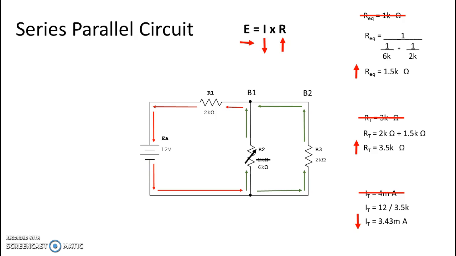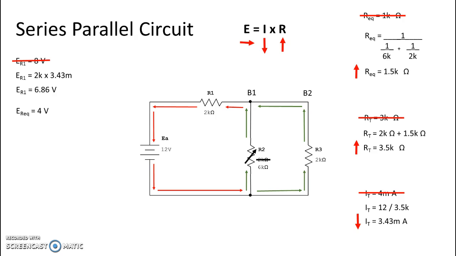Of course, our next step after that is to start looking at voltage drops. So we look first at the voltage drop for R1. It was originally 8 volts. And now, even though the ohmic value of R1 has stayed the same, we know that current has gone down. So we take that 2,000 ohms, multiply it by 3.43 milliamps, and we get 6.86 volts. And so R1's voltage has gone down by following current.